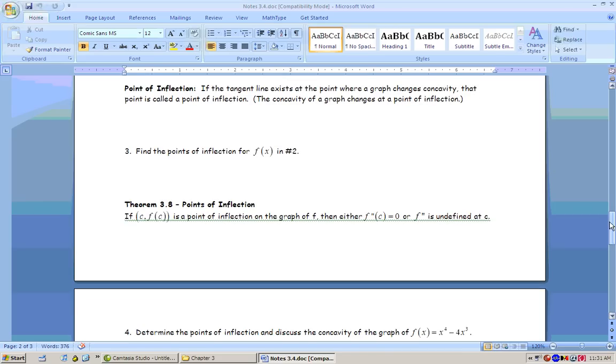All right, a point of inflection occurs where a graph changes concavity. Okay? So if the graph changes concavity, that's called a point of inflection.